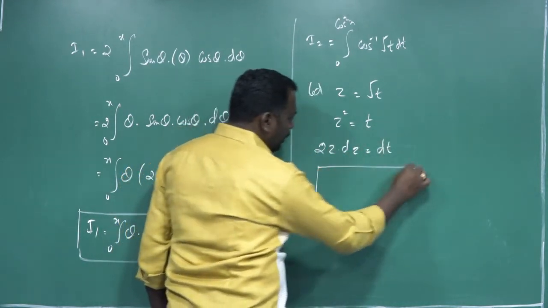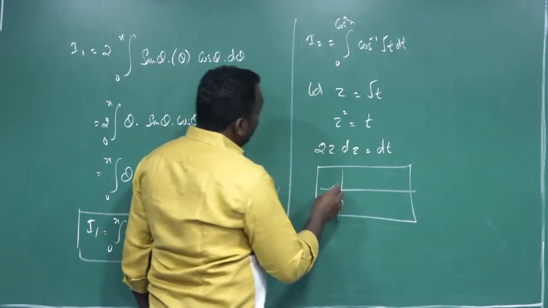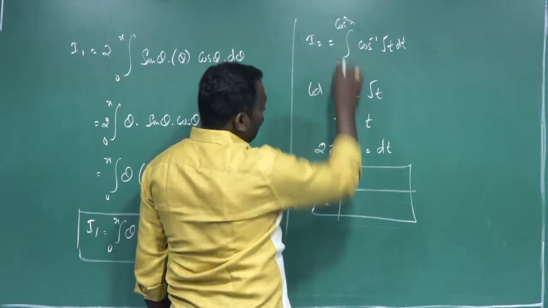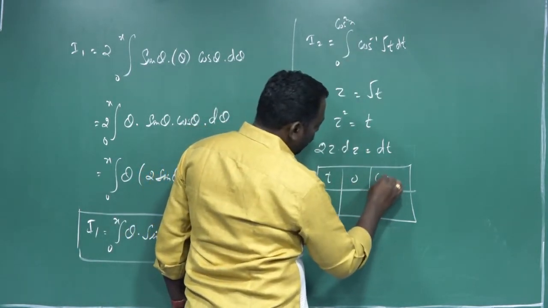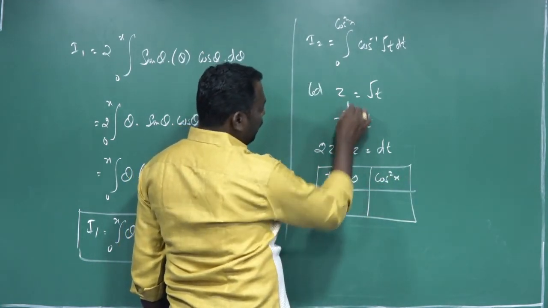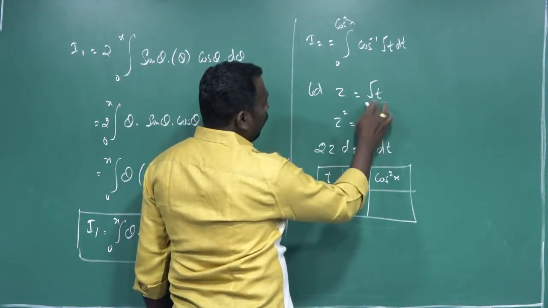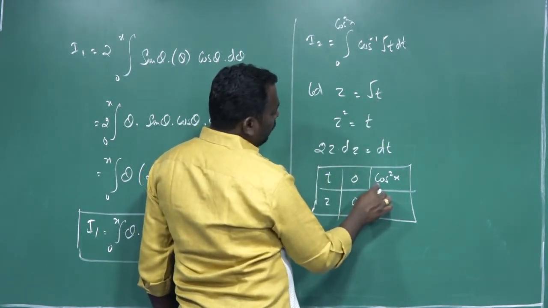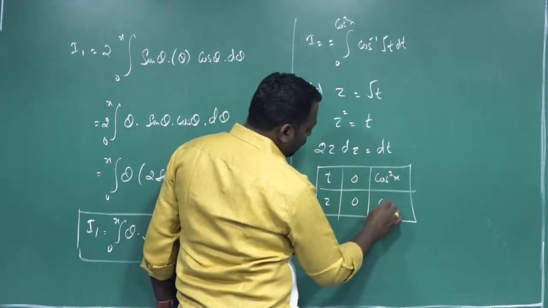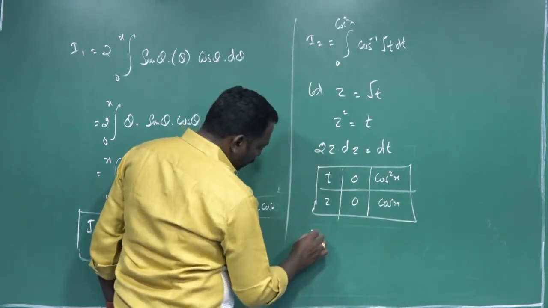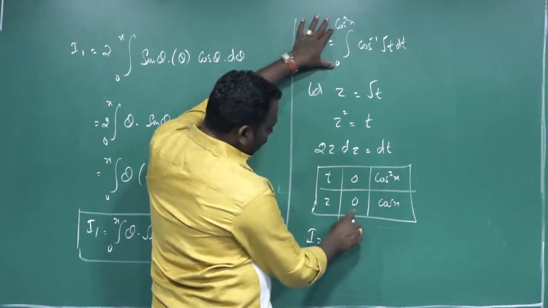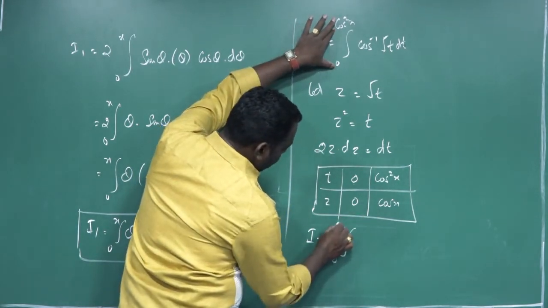Now we have to find the range, from the variable t to the variable z. The t interval is 0 to cos²x. Put the t value equal to 0 in the z function: square root of 0 equals 0. Put the t value equal to cos²x: the square root of cos²x, the square root will cancel, equals cos x. Therefore, I2 is, instead of the interval 0 to cos²x, we can write 0 to cos x.